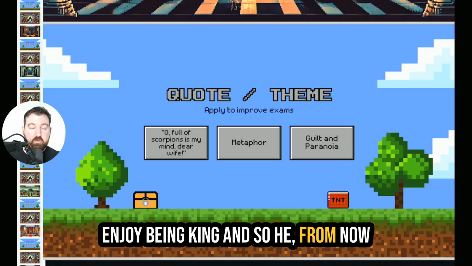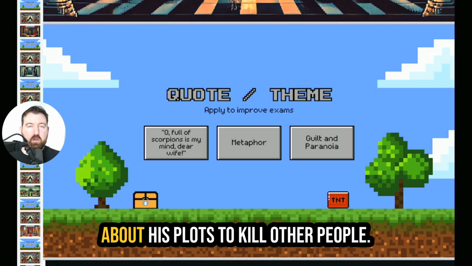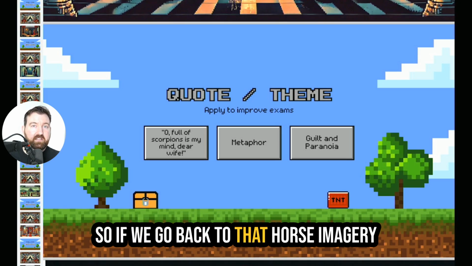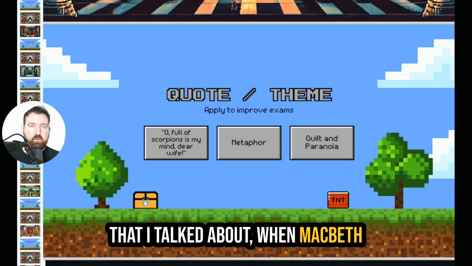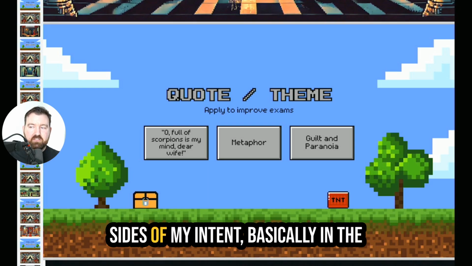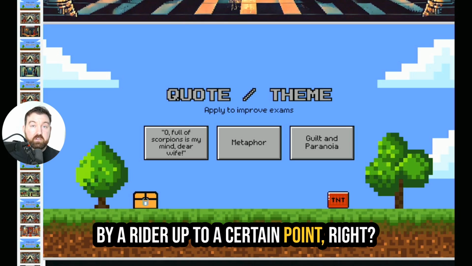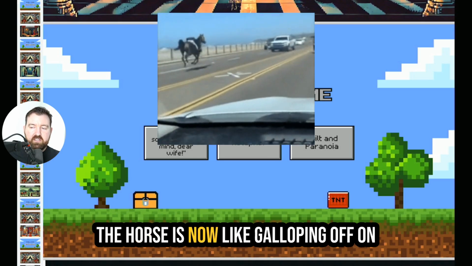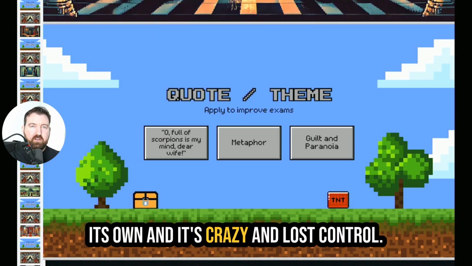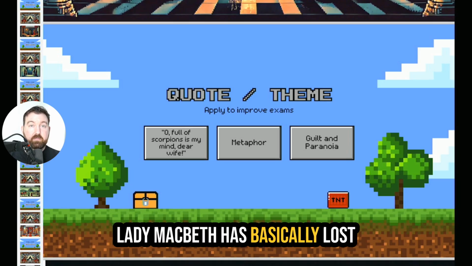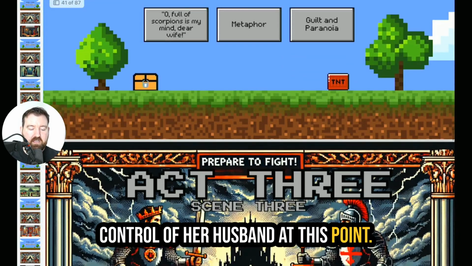And so from now on, he doesn't even really tell her about his plots to kill other people. So if we go back to that horse imagery I talked about when Macbeth was saying, "I have no spur to prick the sides of my intent." Basically, in the same way that a horse can be guided by a rider up to a certain point, the horse is now galloping off on its own, and it's crazy and lost control. Lady Macbeth has basically lost control of her husband at this point.